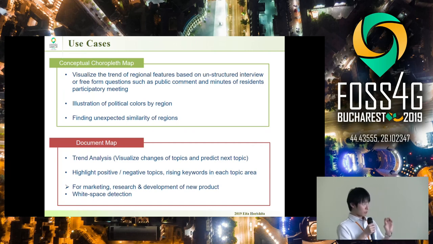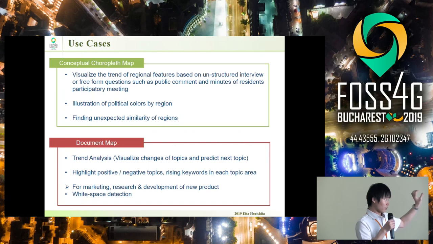For example, if I visualize many academic papers, they are categorized and visualized on a heat map. This place is really well developed or researched, but the space between these areas is not researched well. So this kind of white space detection can also be done by this document mapping. These are the use cases.